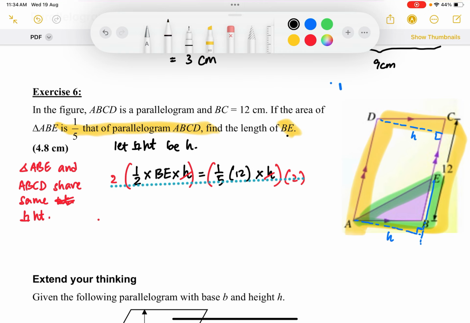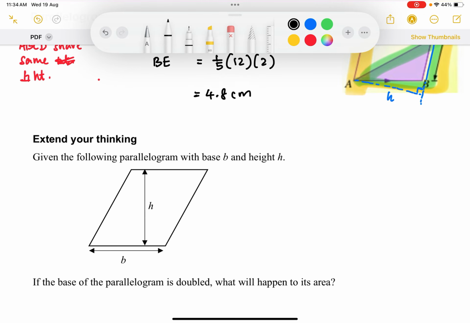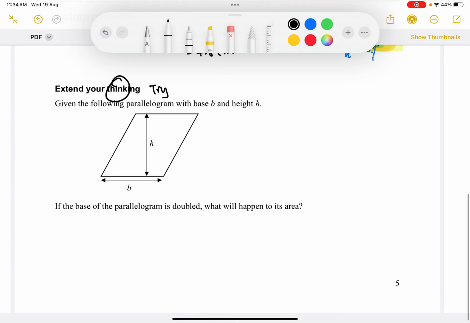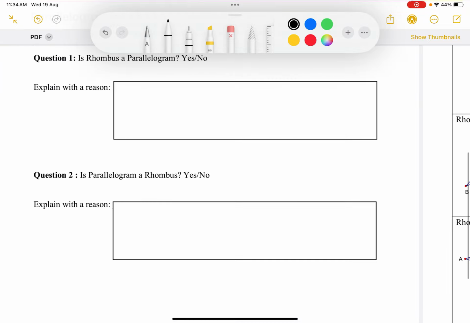That now leaves us with BE will be 1/5 times half times 2, so 24/5. That is 4.8. Okay, so this is something for you to think about. Try. Let's move on to the next page.